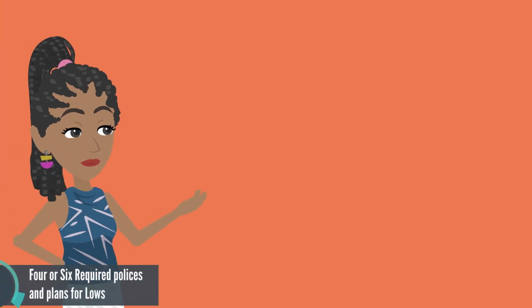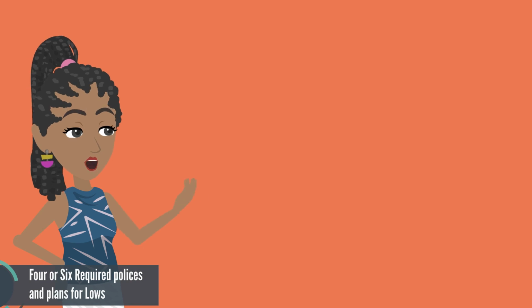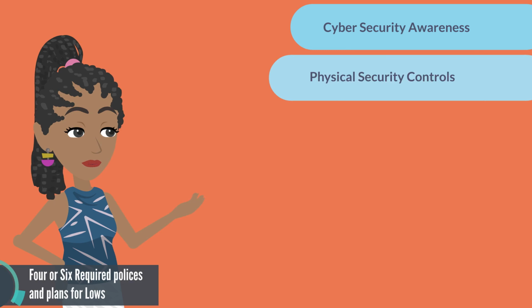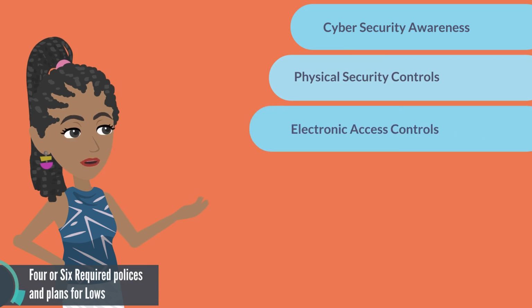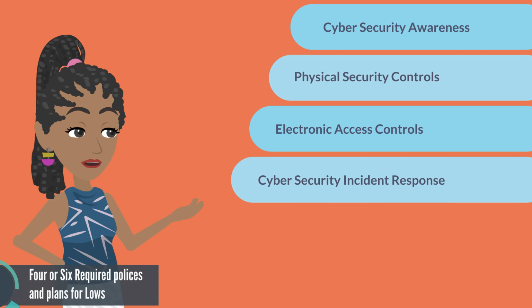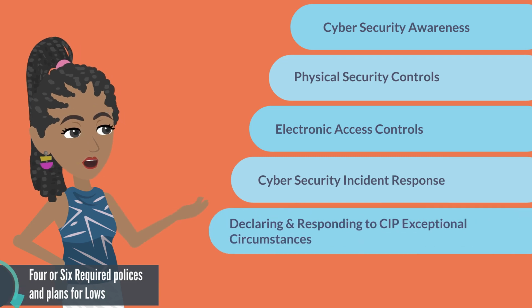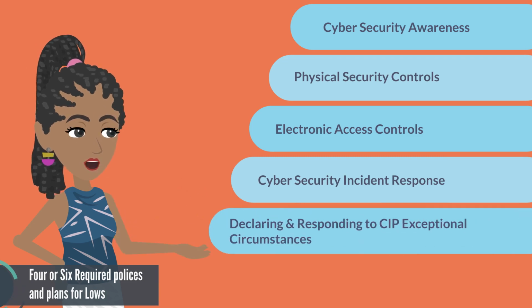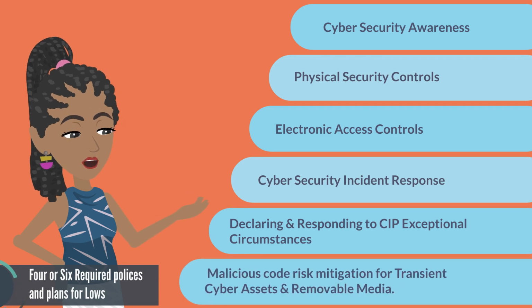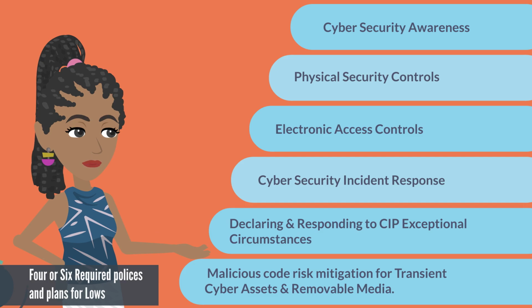Also identifies 4 or 6 required policies and plans for lows. Cybersecurity awareness. Physical security controls. Electronic access controls. Cybersecurity incident response. Declaring and responding to CIP exceptional circumstances. Malicious code risk mitigation for transient cyber assets and removable media.